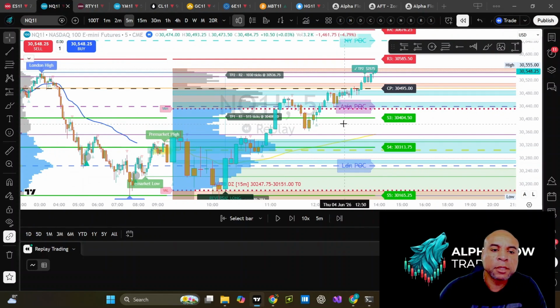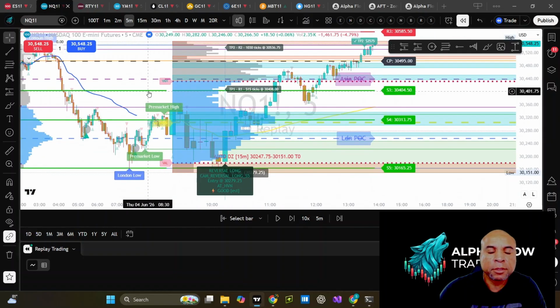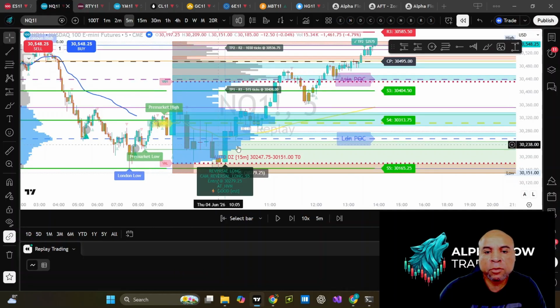All right. So that is an example of a reversal setup off of our Camarilla levels. Price came down. It was in our S levels. At S levels, we're looking for longs. It came to our S5 level. It showed us some strong price action.